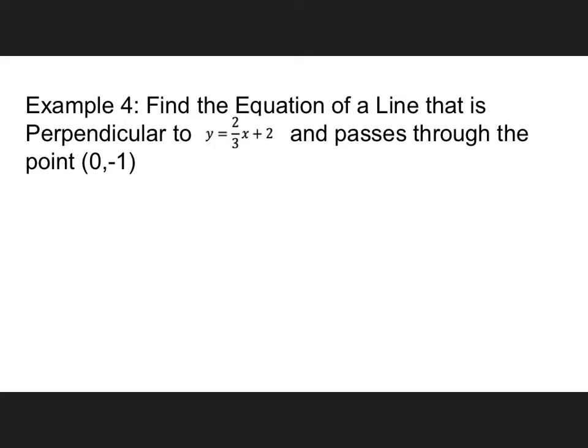Find the equation of the line that is perpendicular to y equals 2/3 x plus 2 and passes through the point (0, -1). So we're always going to start back with the equation y equals mx plus b. And we need to identify each one of these parts. So the slope in this problem is not this line right here, but it's what's going to be perpendicular to this line. Because, again, we go back to this idea of opposite reciprocals. So my slope is going to be the opposite reciprocal of 2/3. So that means the slope is -3/2.